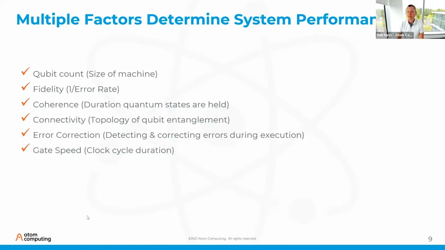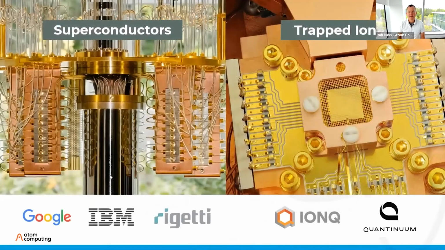I'm not going to talk about benchmarks today, but there are things called quantum volume and other benchmarks that try to take all of these things into account and give some kind of numerical representation of the overall performance of a system. But right now, what I was going to talk a little bit about is some of the different technologies, or what we call modalities in the industry, for quantum computers.